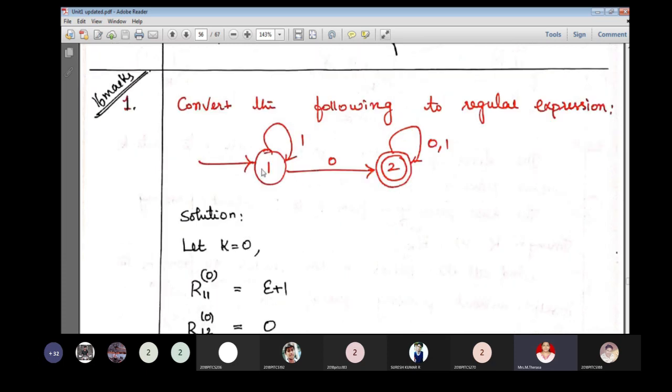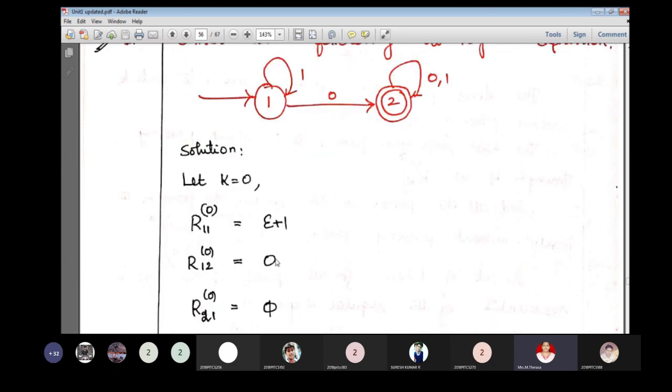And similarly, R12. From 1 to 2, i is not equal to j, but you have 0. So R12 power 0 is 0. So what does a 0 represent here? R12 power 0, what is the meaning? It's an intermediate term. So we are not going to consider any intermediate term. That is the meaning.